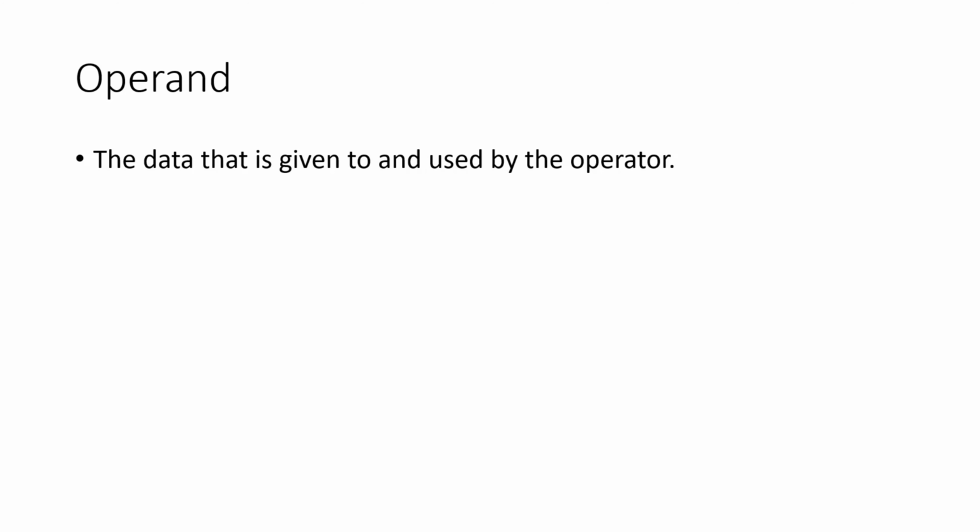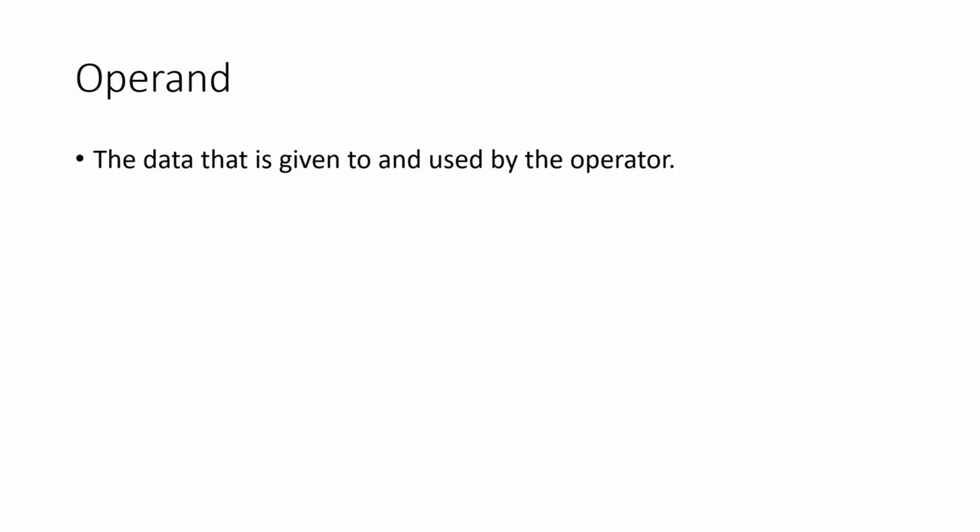Now the next keyword is an operand. An operand is the data that's given to and used by the operator. What do you mean by that? Let's say I have a plus sign and I want to add two numbers together, 8 and 5. So 8, then there's a plus, and then there's the second number, 5, right? That's an addition formula, and other formulas work the same way. Multiplication, division, subtraction, all of these work in the same way.